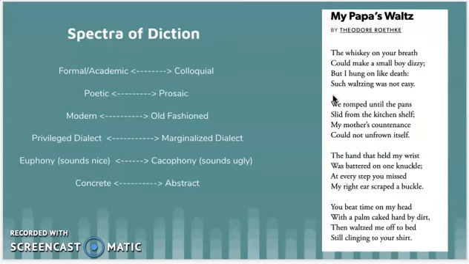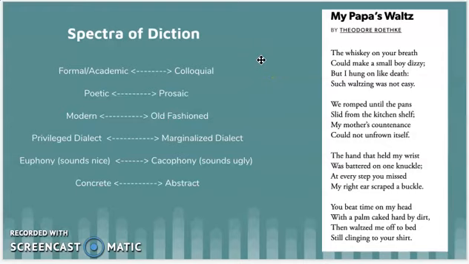Now I want us to look at this poem that was assigned but we haven't discussed yet, which is My Papa's Waltz. So here's the poem. I'm going to read it.